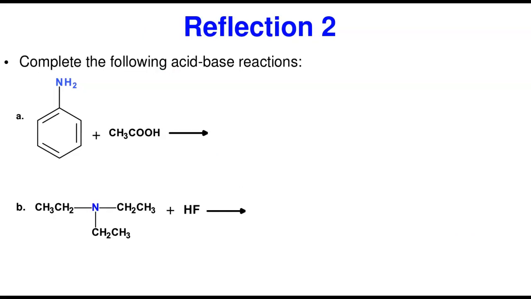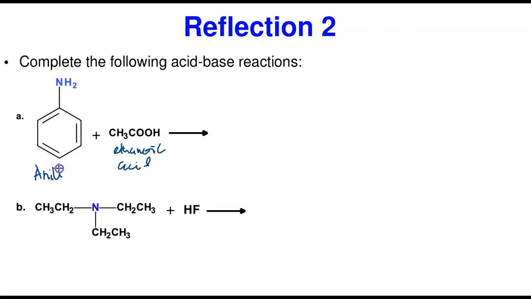Let's do that. Complete the following acid-base reactions. Now, of course, this is an organic acid. Remember, this will be our base. This is actually ethanoic acid or acetic acid, whichever one. This is aniline, of course. This is an aromatic amine. This is aniline. Don't forget that.